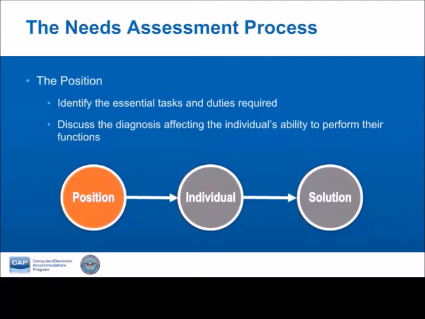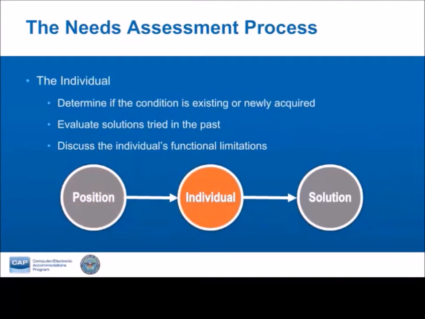Needs assessments are typically broken down into a three-part process that evaluates the position, the individual, and finally, the solution. When discussing an individual's position, the assessors seek to identify the tasks and duties required by the position, and to discuss the impact the individual's diagnosis is having on their ability to perform their essential job functions. After obtaining information about the individual's position, the assessors then seek to discuss what the individual is experiencing. They determine if the condition is pre-existing, newly acquired, or if it is progressive or temporary, and discuss what functional limitations they are experiencing.